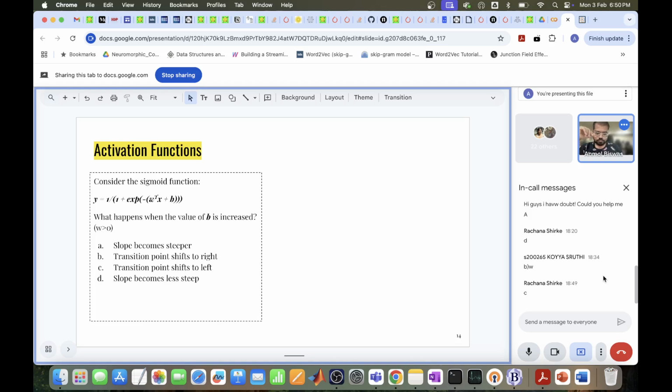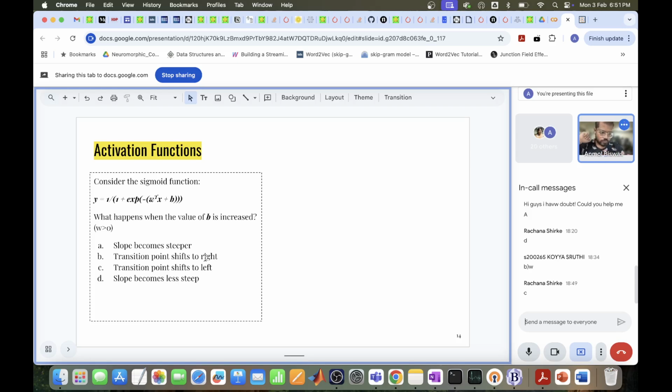Yeah, so let's kind of clarify something. Obviously, what is going to change if we change the B is the transition point, right? Because imagine that B is set to 0. If B is set to 0, then what is the transition point? Transition point is nothing but x is equal to 0, right? Similarly, imagine B is set to something else, let's say B is set to 5, right?